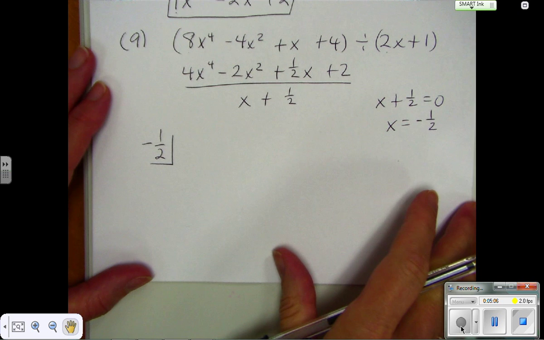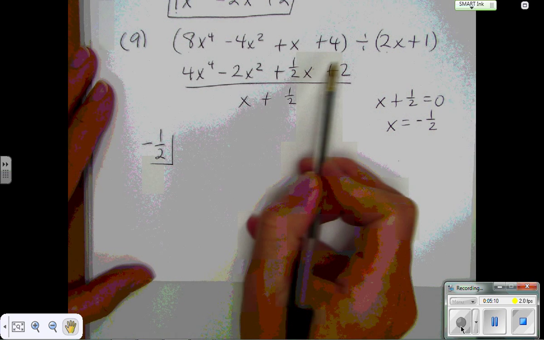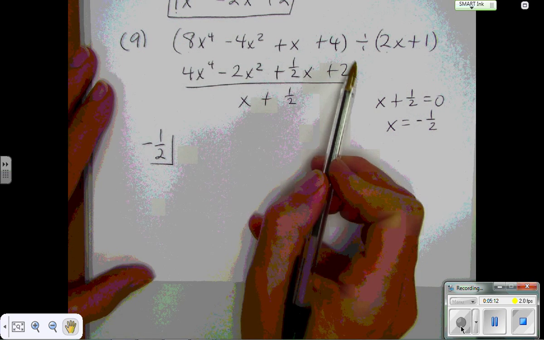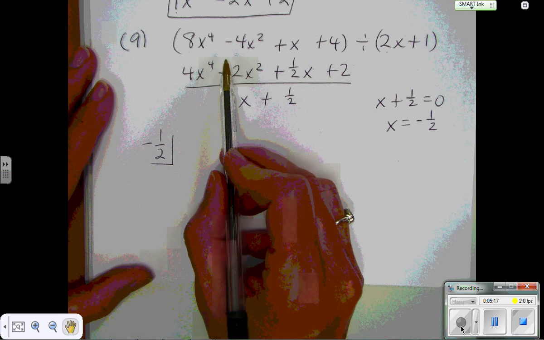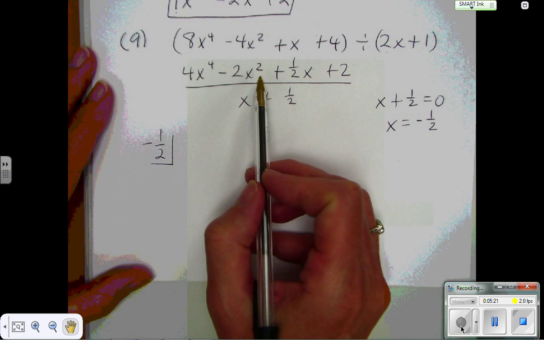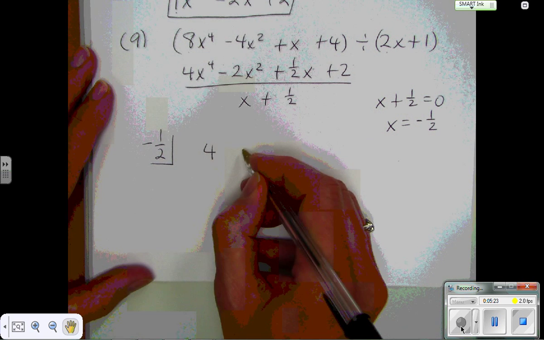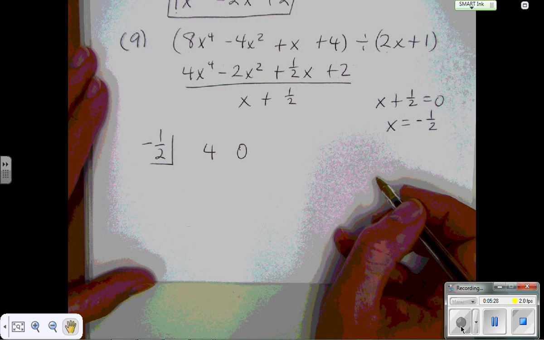The other problem that I have here is looking at my exponents. I have 4, 2, 1, and then the constant. So I'm skipping the 3, right? I should have x to the fourth, x to the third, x squared, x, and then the constant. But it's not there. So you have to put a 0 to hold the place of your x to the third.